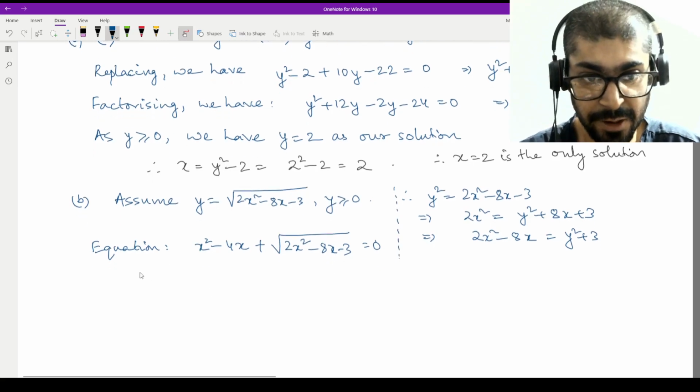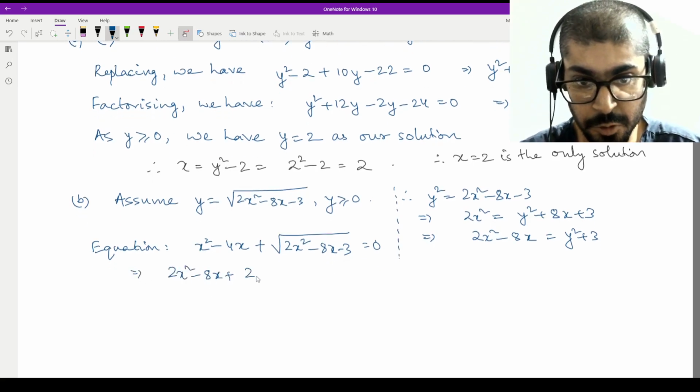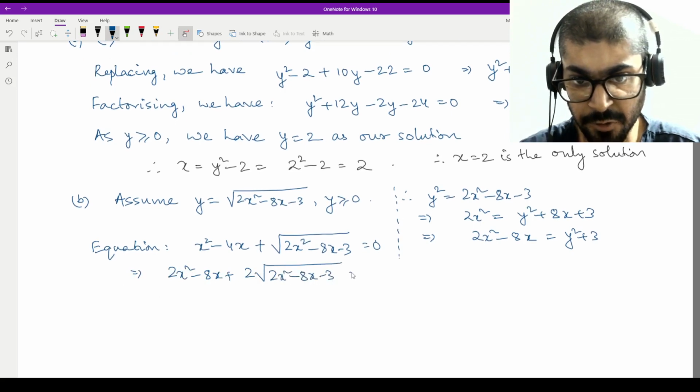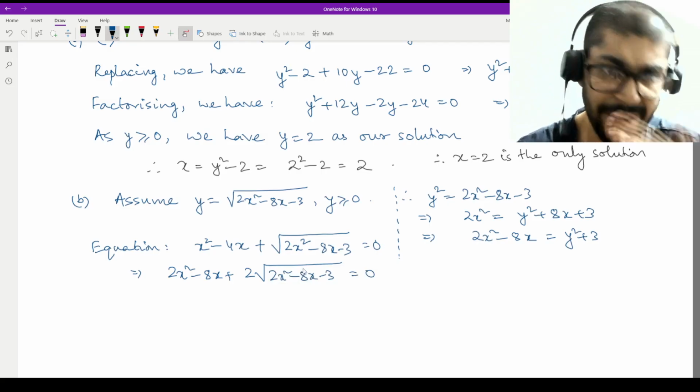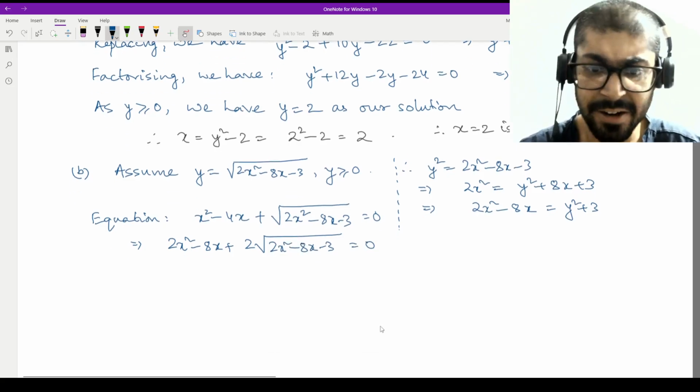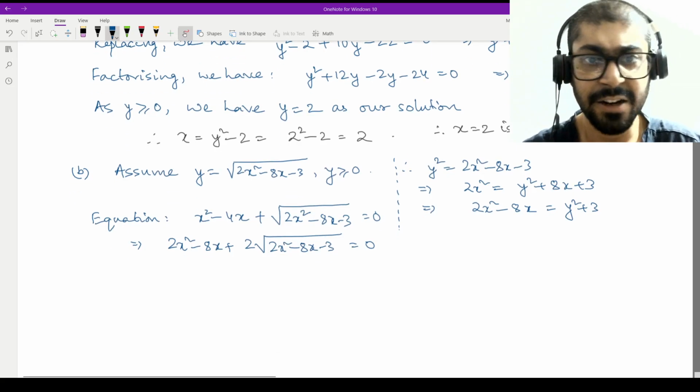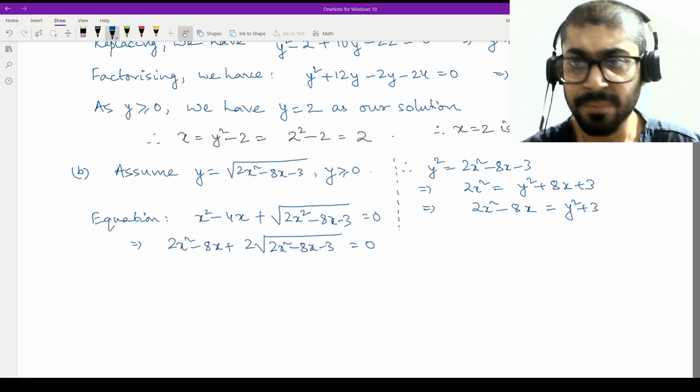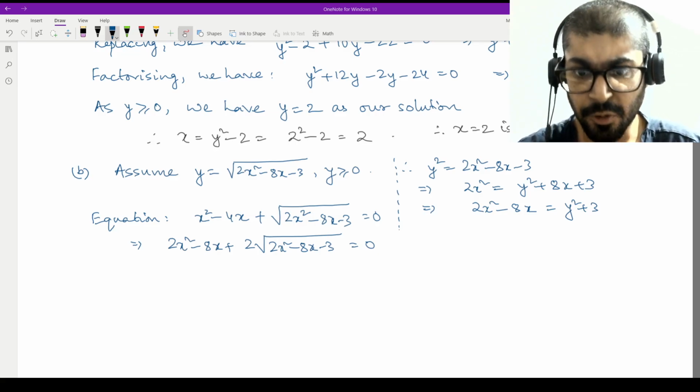Alright, so multiplying by 2, we have 2x square minus 8x plus 2 into root over of 2x square minus 8x minus 3 equal to 0. We did nothing apart from multiplying this entire equation by 2. That is valid, right? We can multiply the left and right side of an equation by the same number or the constant, and it would not change the value of the equation, right? That can easily be done.